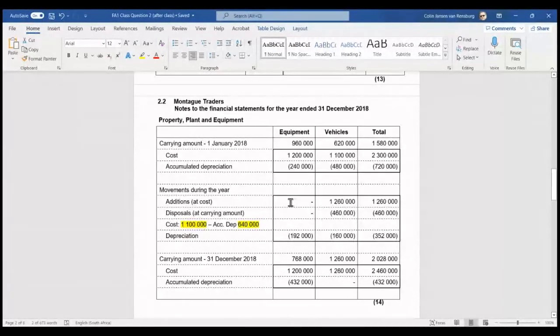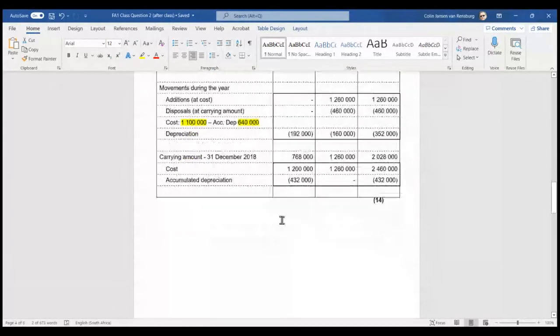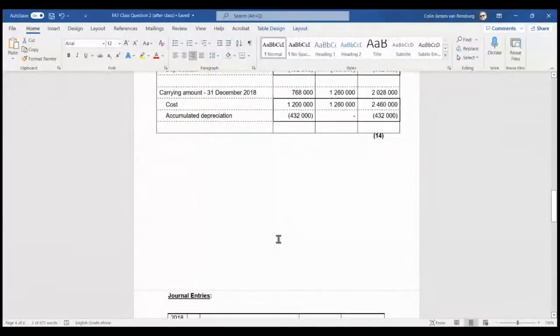Okay, ladies and gentlemen, I don't want to display the journal entry quite yet. I want to ask you a few questions first. So let me just pause the document there.